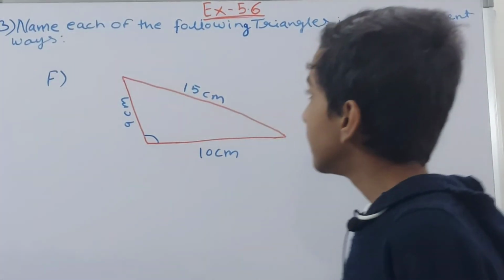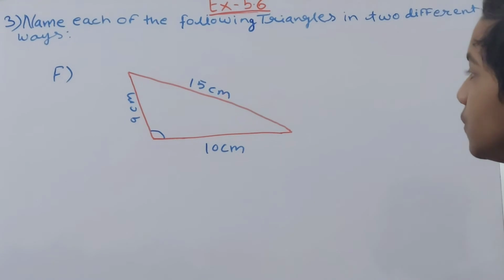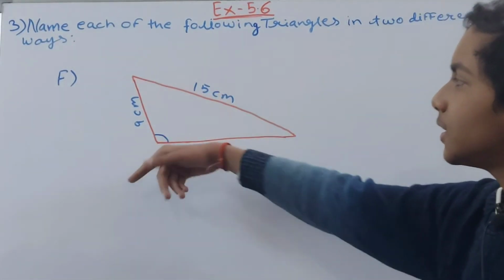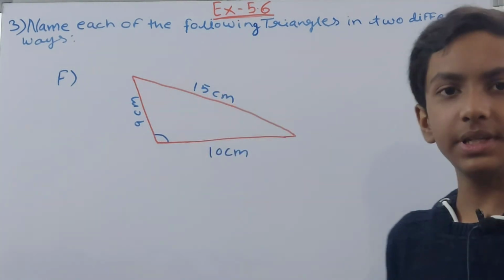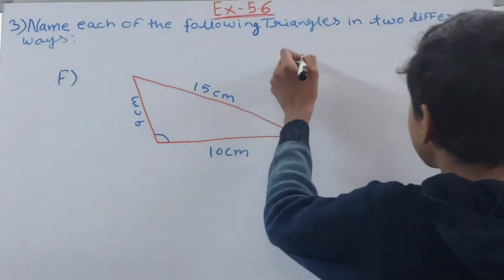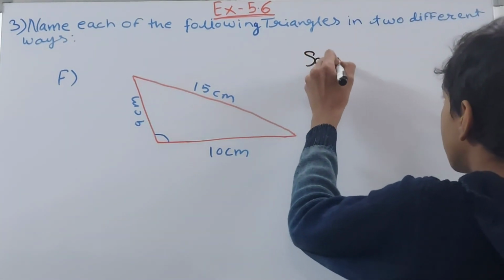Now next part is the F part. Now in this, if you see, one side measures 10 centimeters, another measures 9 centimeters, and the third measures 15 centimeters. Now all the sides measure unequal. That is a scalene triangle, right?